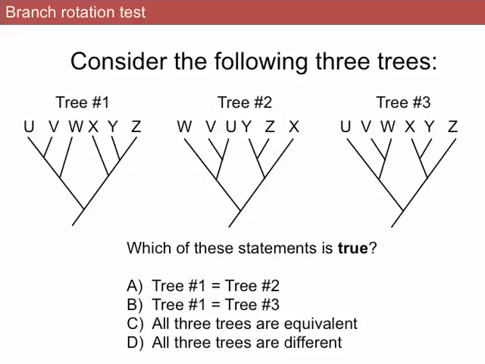Okay, so here's the question. We'll get to questions about the clickers in a second. Just let me read the question. Consider the following trees, tree 1, tree 2, and tree 3. Which of the following statements is true? Tree 1 is the same as tree 2, that is, it means the same thing. Tree 1 means the same thing as tree 3. All three trees mean the same thing, or all three trees are different.